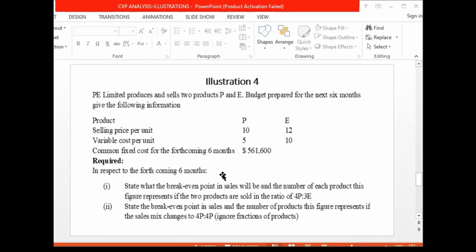Now the selling price is 10, and this one is 12. Variable cost is 5. This is 10. Okay. Now fixed cost.